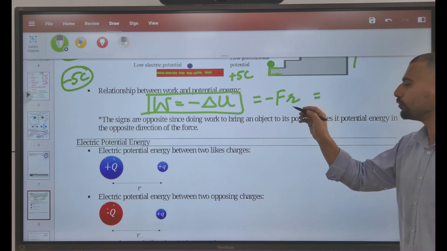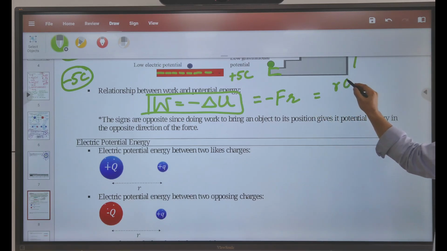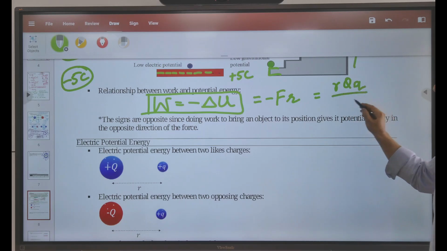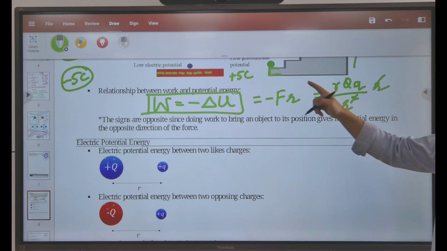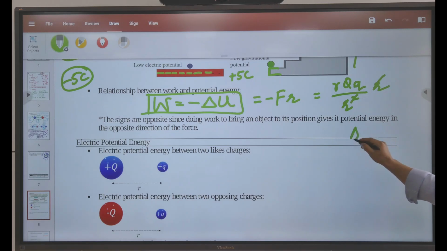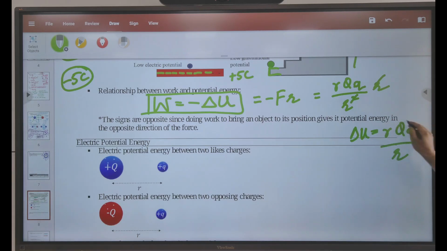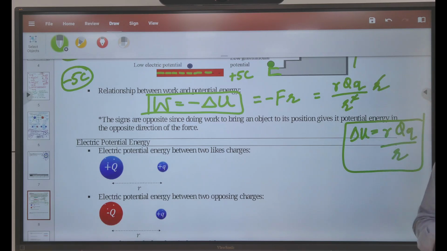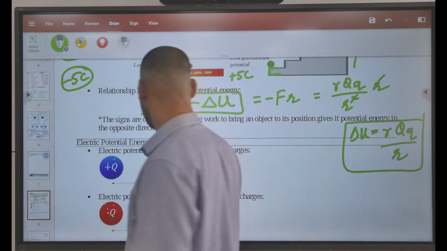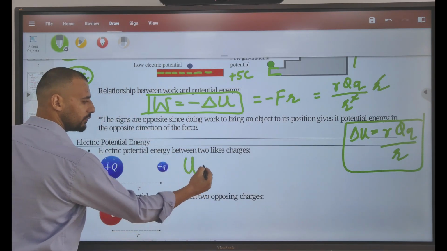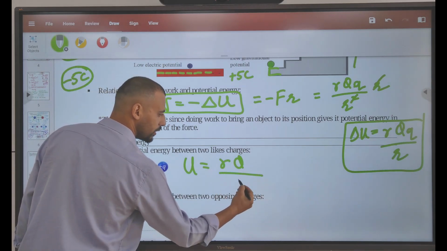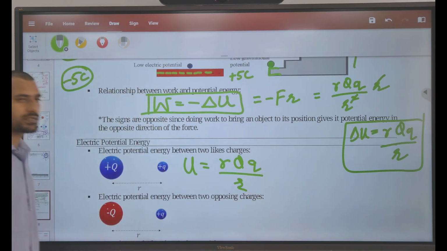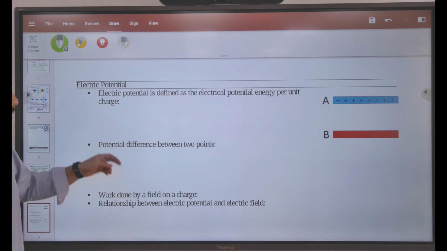You know that force between two charges is equal to gamma Q q upon r squared, multiplied by r. So r and r will cancel out. We will have a general expression for potential energy, and that will be gamma charge, another charge, divided by the distance. So here, if we have two like charges, the potential energy between them will be given by gamma capital Q small q upon r.